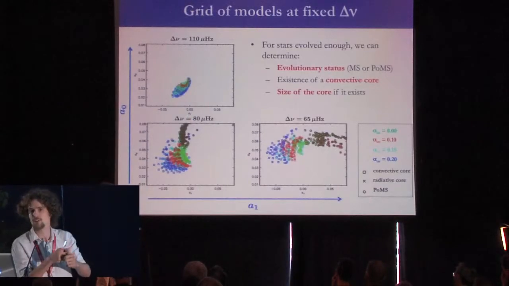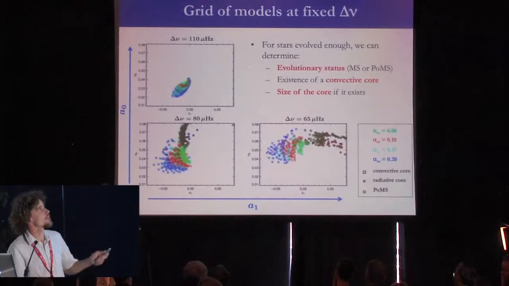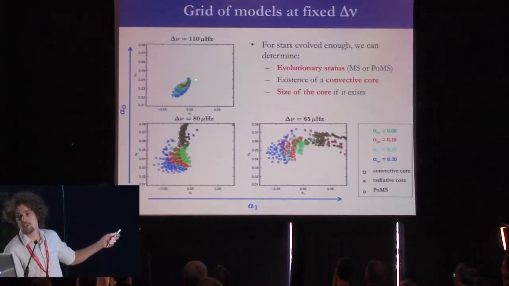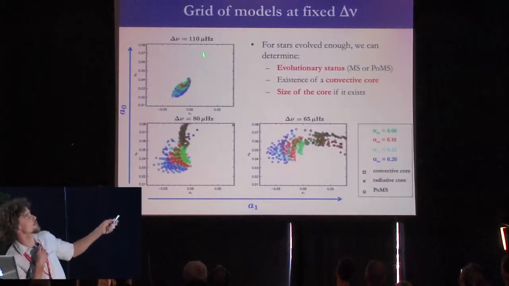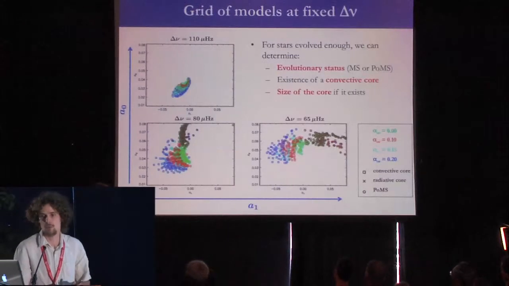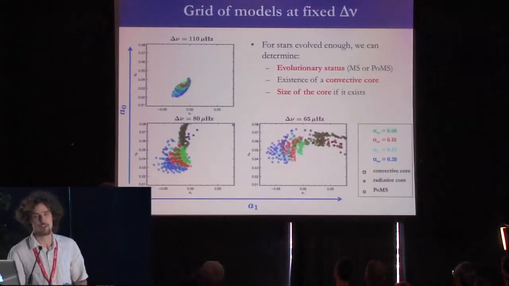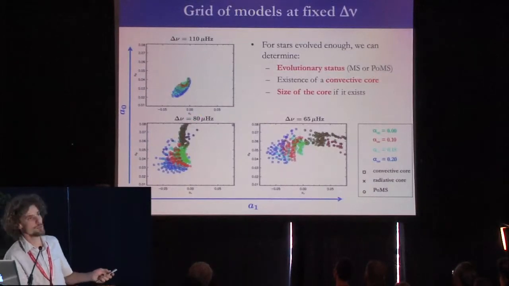So they either don't have a convective core or they're too young, so that the glitch is already here. So you end up with sort of degenerate points in the A1, A0 plane. And unless the amount of overshooting is quite big, like 0.2, the prospects to probe the convective core are not so good. If you decrease the large separation, you see that you have different populations.